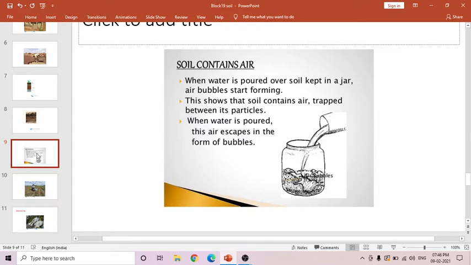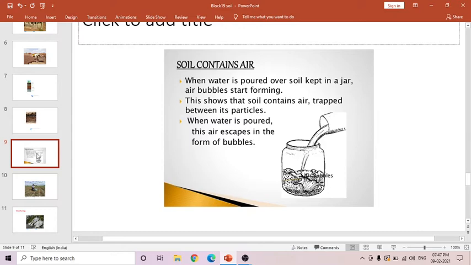Understood, children? So by this activity, we can prove that the soil contains air, right? In the same way, the soil also has some water content.